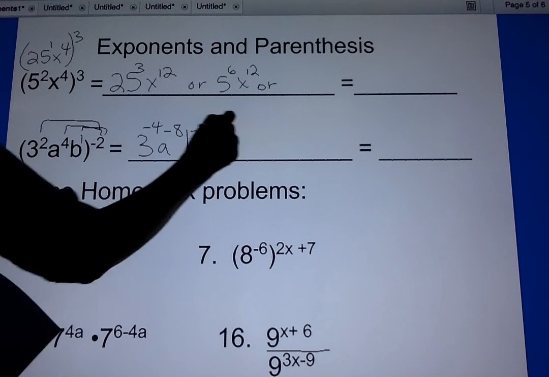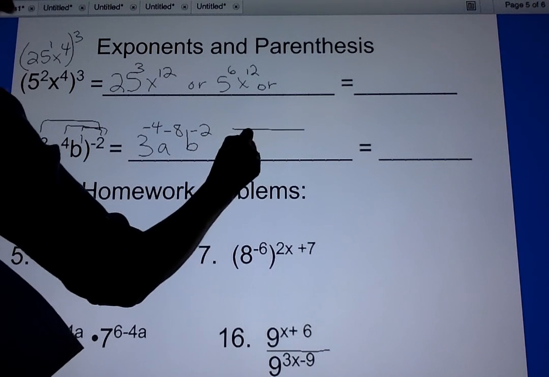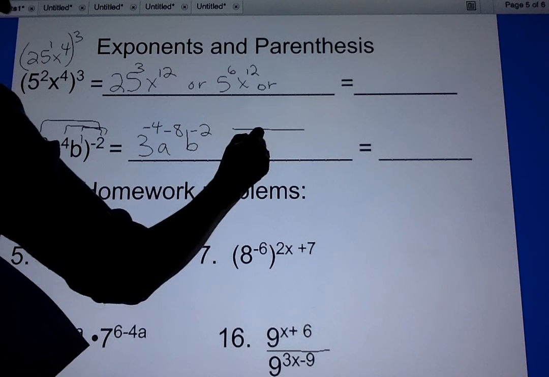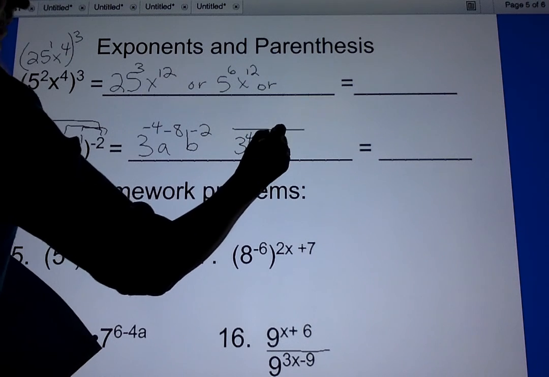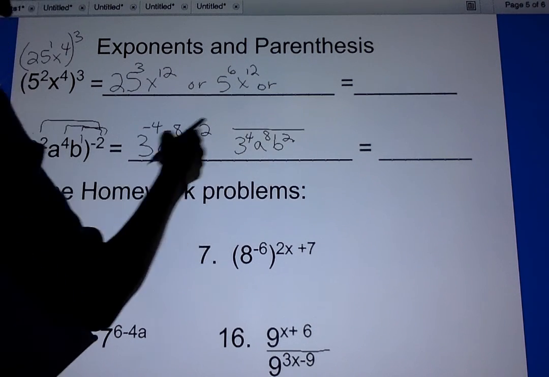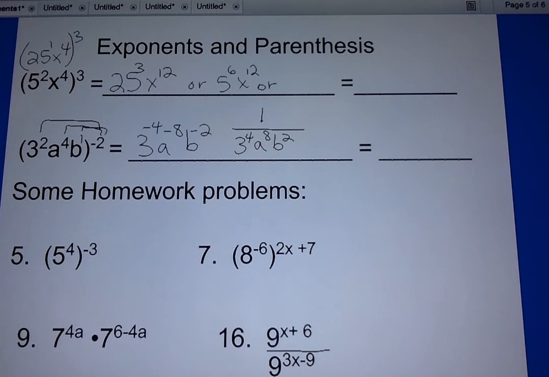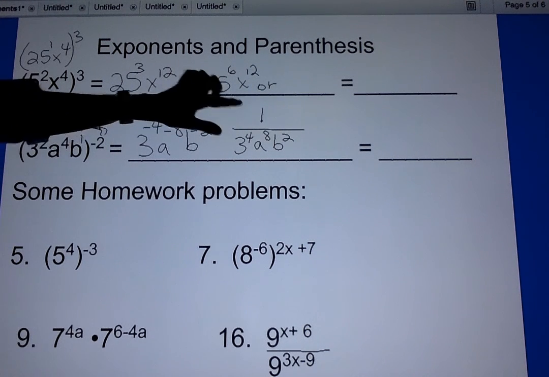So these are all upstairs. We're going to put them downstairs, and they become positive. 3 to the 4th, a to the 8th, b squared. And if nothing is upstairs, we leave that 1 on the numerator.